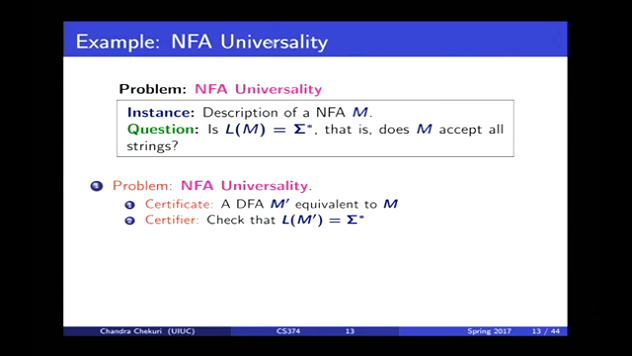But for an NFA, it is tricky. Because for an NFA, you can try to convert it into a DFA, but that'll take exponential time. But maybe it's in NP. Maybe there is a small, short way of convincing a verifier that it accepts all strings. Can you think of a short way of convincing a verifier that it accepts all strings?